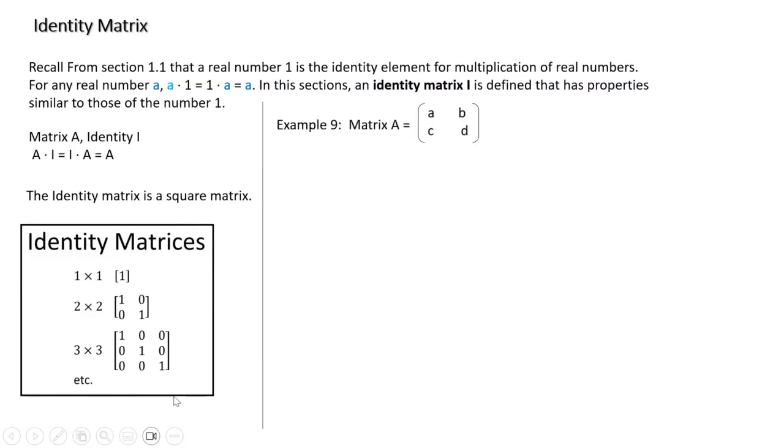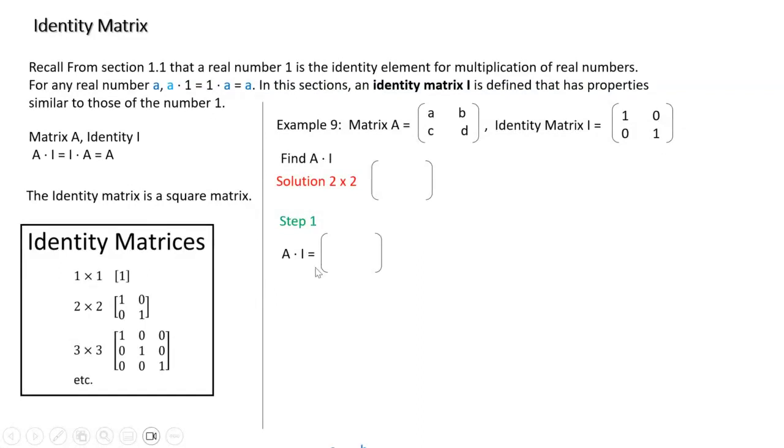Okay, now, example 9. The identity will be 1, 0, 0, 1. Now, according to the definition here, if we multiply matrix A times the identity, it's going to give us back the same matrix, right? Let me prove it to you guys. They're both 2-by-2 matrices. So step 1, I'm going to multiply matrix A, which is A, B, C, D, times the identity.